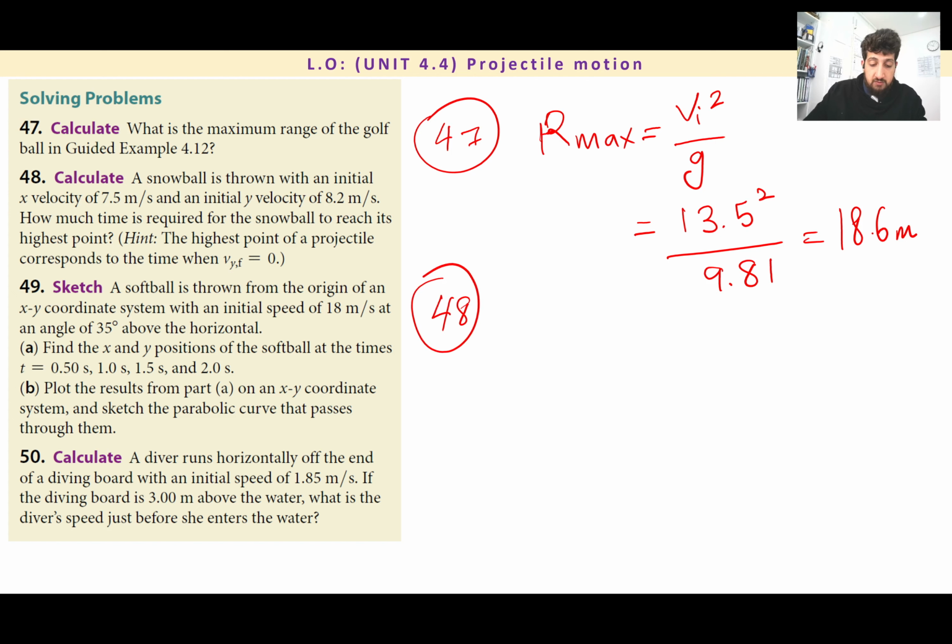Okay, next, 48. I think I will do this as the last question, and then I will let you do questions 49 and 50 on your own. And if you need to check those, you can come and see me. A snowball is thrown with an initial velocity of 7.5 meters in the x direction and an initial y velocity of 8.2. How much time is required for the snowball to reach its highest point? And of course, it gives you one big hint. At the highest point, the y velocity is 0.